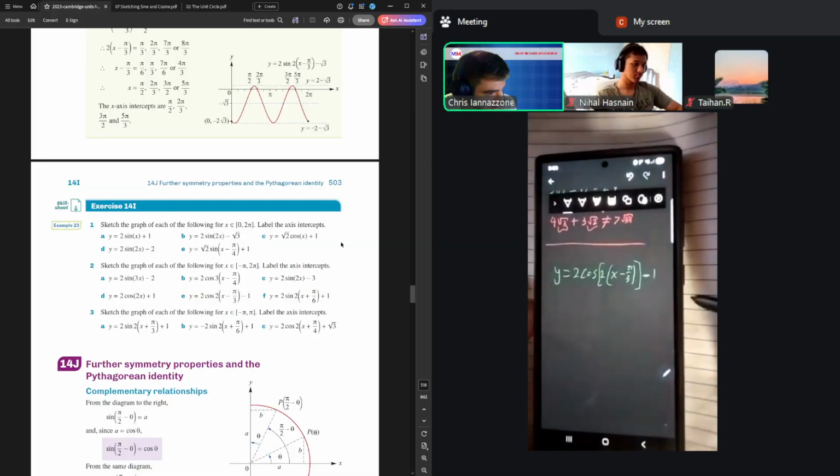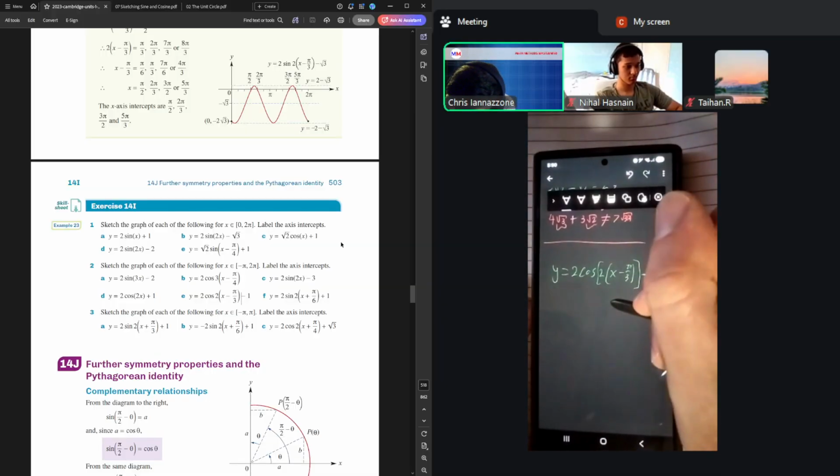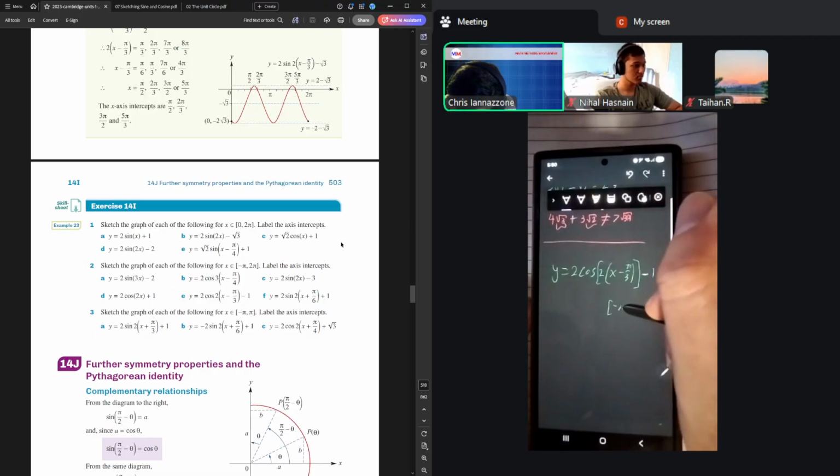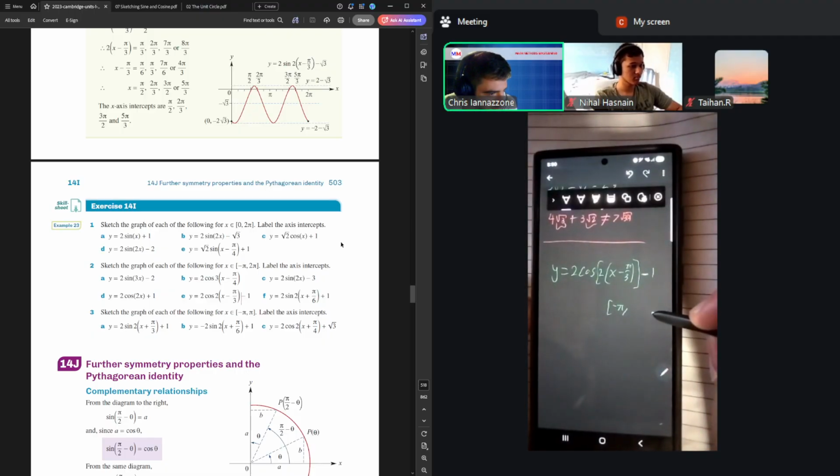Cool. All right, that's the graph, and the domain for this one, which we should be able to practice the mismatch on, because we have negative pi to 2 pi.